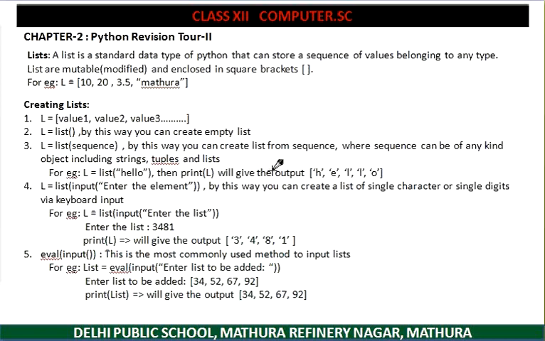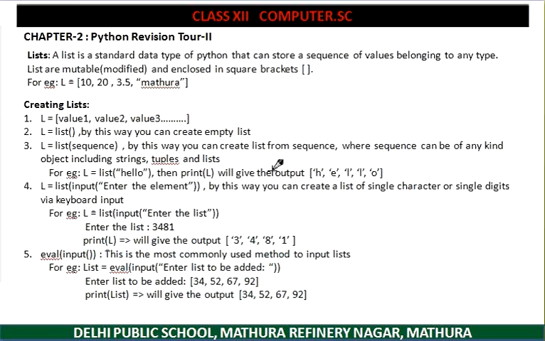The topic of today is list. A list is another standard data type of Python which can store a sequence of values of any type in square brackets. And one thing more, lists are mutable, means they can be modified. You can change the value in place. So this is the definition of list.